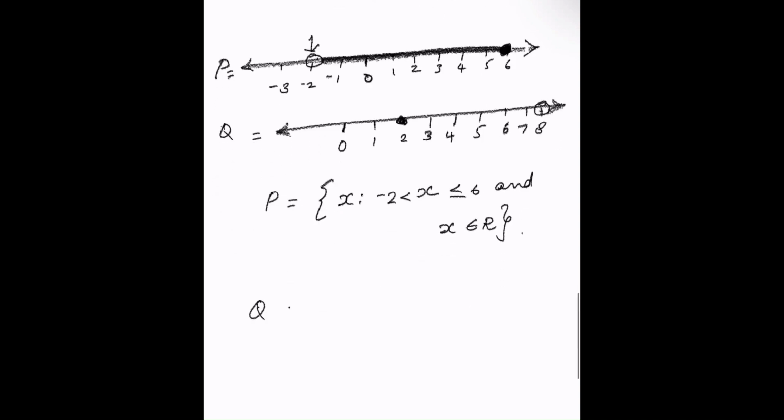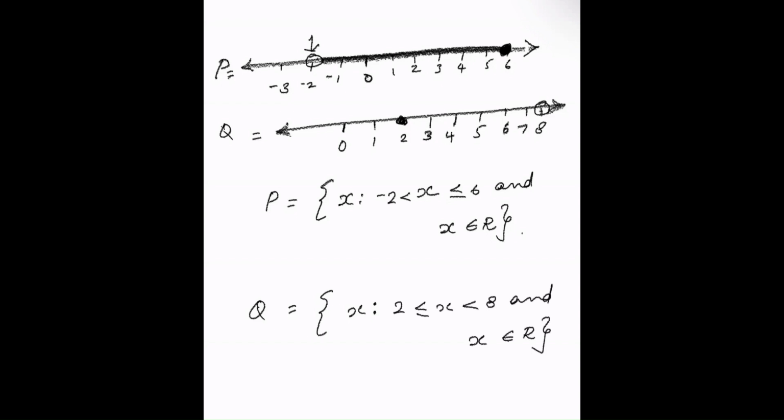For Q, X such that 2 is less than or equal to X, less than 8. Very good. Yes, and X is an element of R. So this is the set builder form for Q.